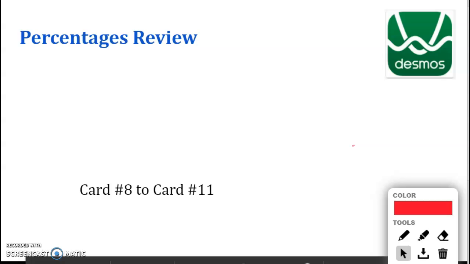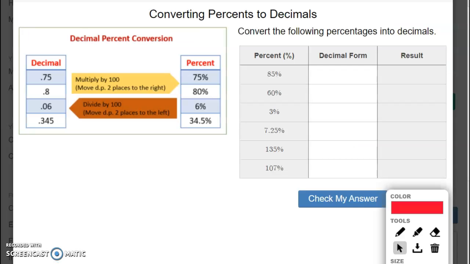So cards number 8 to 11 of decimals. Here we are converting percent to decimal. So okay, if you have 85%, how do I convert that to decimal? Okay, so decimal 0.75, to go from decimal to percent, you multiply by 100, or you can move the decimal place 2 places to the right. So right now the decimal place is over here, so you're going to move that 1, 2, so the decimal place is right there, so that's why it becomes 75%.